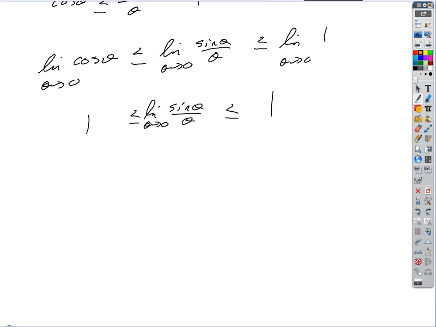Isn't that cool? To me, it's just a super cool proof. I mean, it's just a bunch of areas. I really like that one. Just me, I like that one.